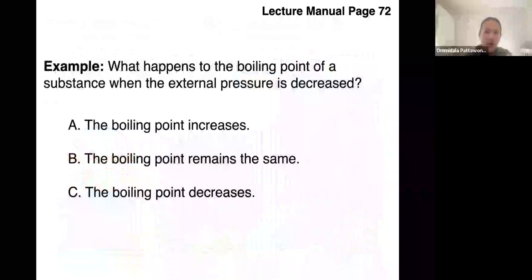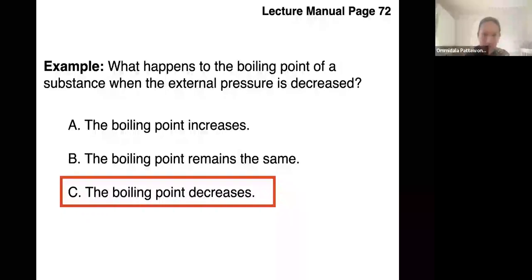All right, so what happens to the boiling point of a substance when the external pressure is decreased? As you see in the previous slide, as the external pressure decreases, the boiling point also decreases.